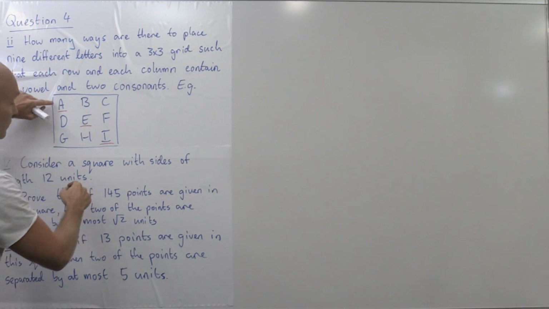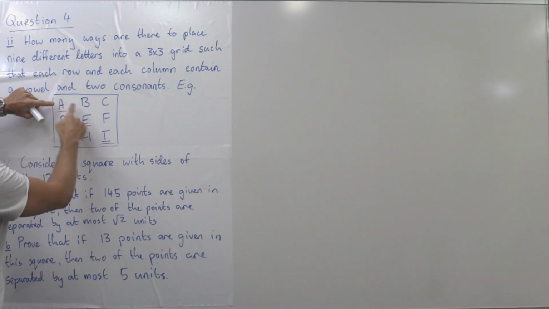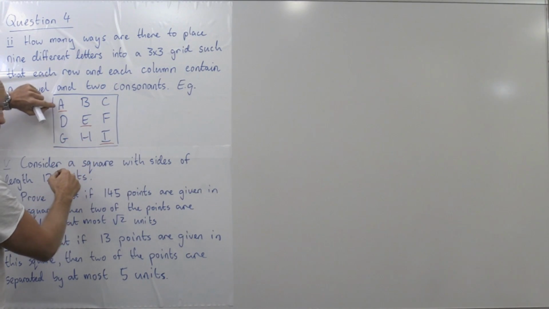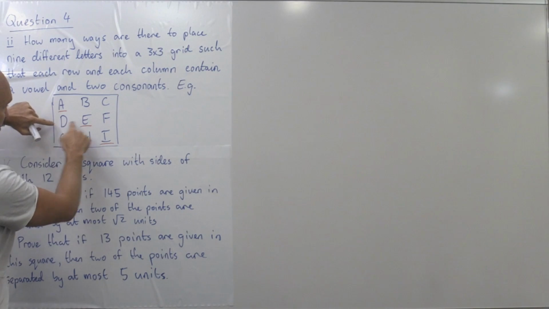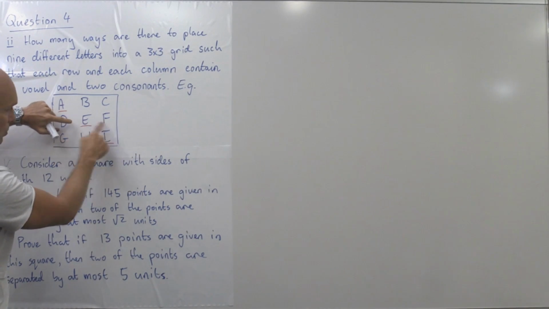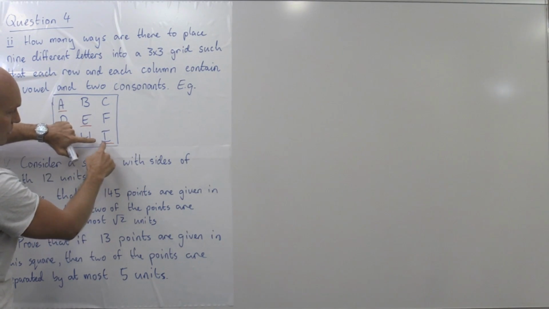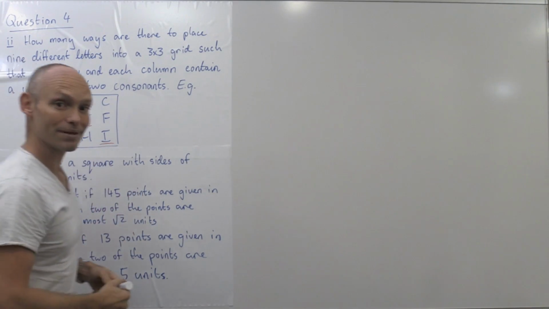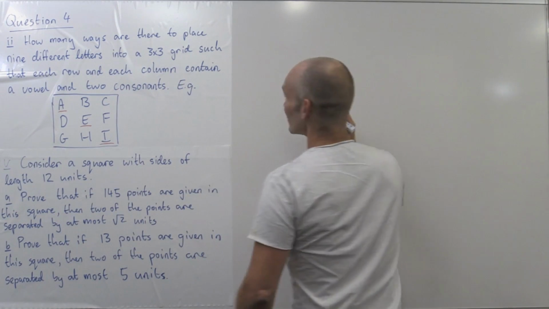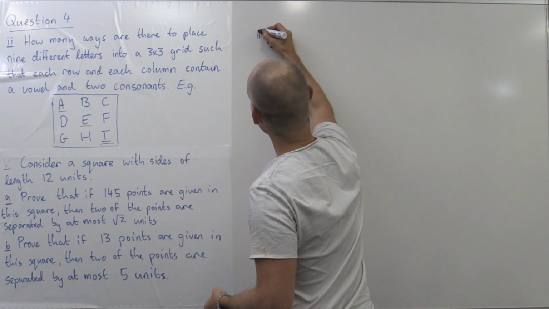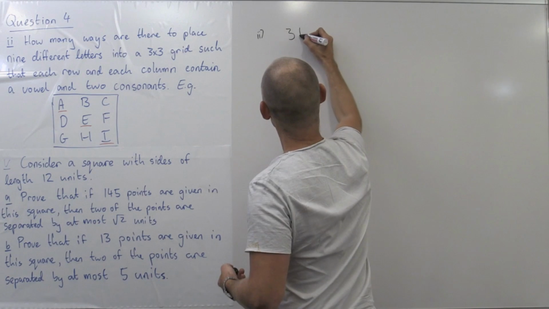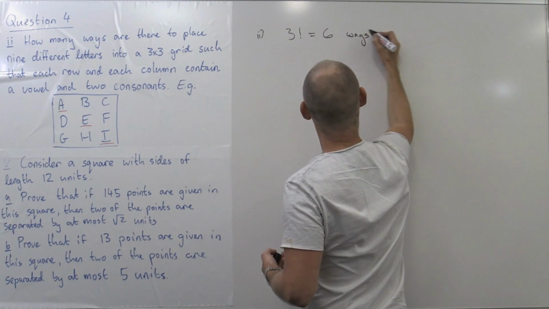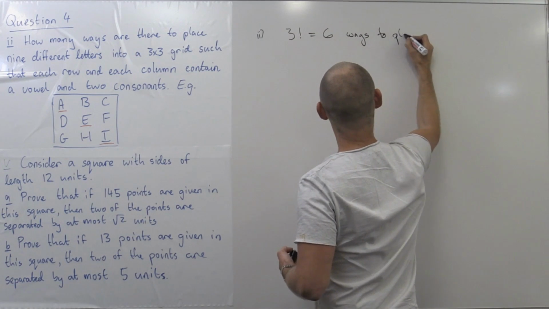Well, for the first vowel in the top row, we could have placed it in any of the 3 columns, and then once you've done that, we can't place the second vowel in that column, so we've got 2 choices, and so that locks down the 3rd choice. So all in all, we have 3 factorial ways of placing the vowels. So let's write that up. There are 3 factorial, or 6 ways to place vowels.